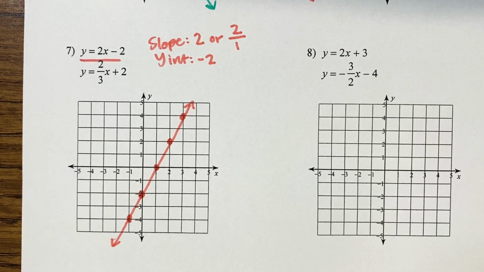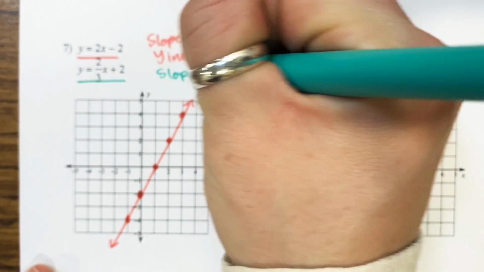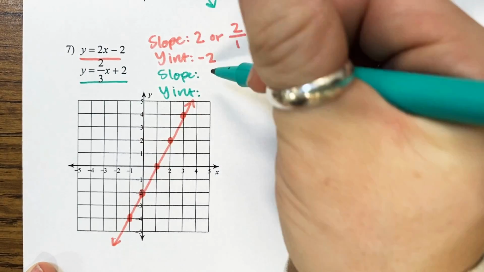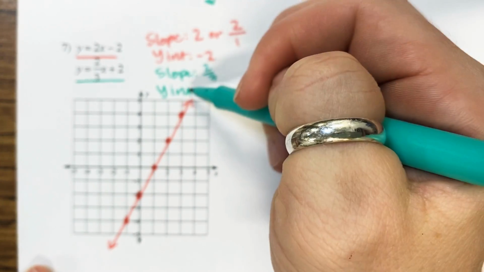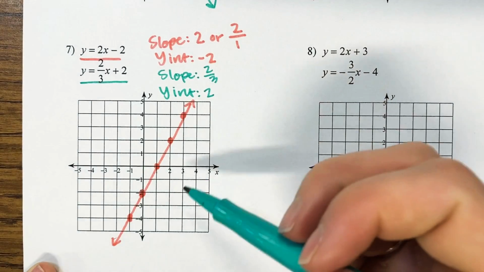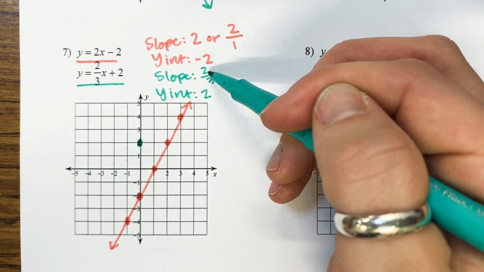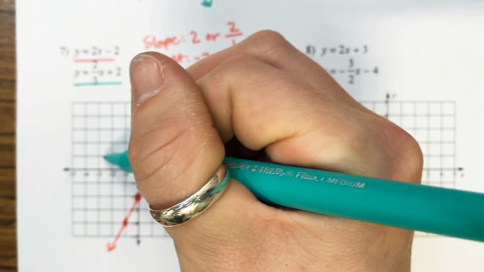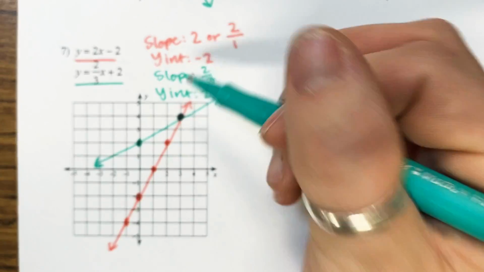Okay, let's go ahead and graph our green line. So let's figure out our slope and our y-intercept of our green line. So slope in front of my x is 2 over 3. And my y-intercept is +2. Okay, so I'm going to find +2 on my y-axis, right there. And I'm going to go up 2 and over 3. Oh, yay, I don't need to graph anymore because I found where they intersect, where they cross.